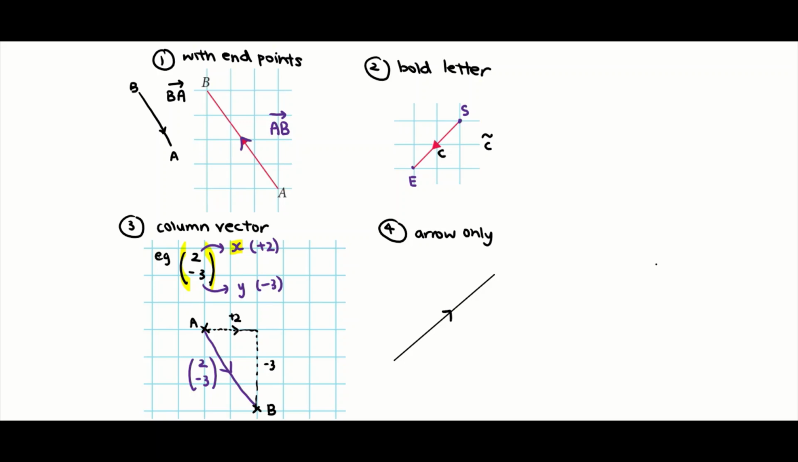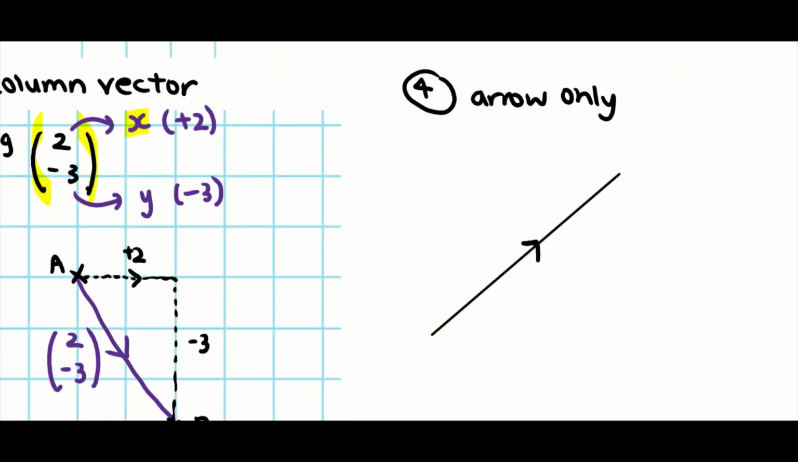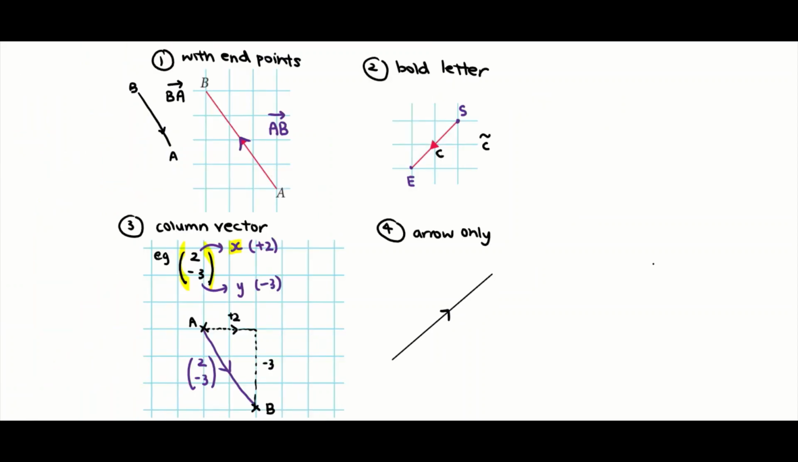The last representation is the arrow. Basically, if they show you an arrow with nothing, they may not label anything, but you should know this is also a vector. So in all, these are my 4 representations of vectors.